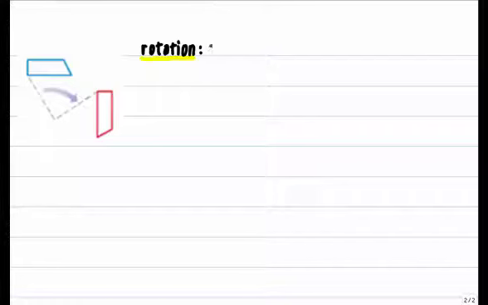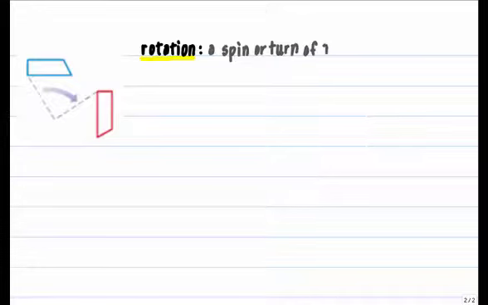The next transformation I'd like to talk about is rotation. Remember, a rotation is a spin or a turn of some figure or shape around a given point. That given point is called the center of rotation, and it acts like an anchor.